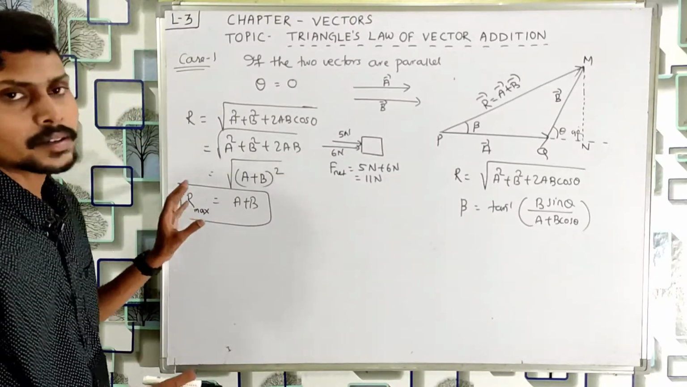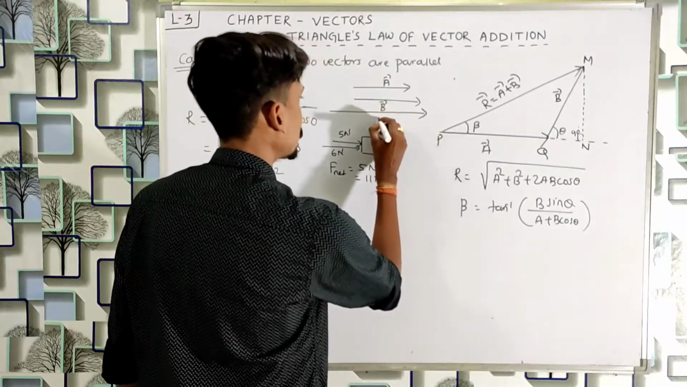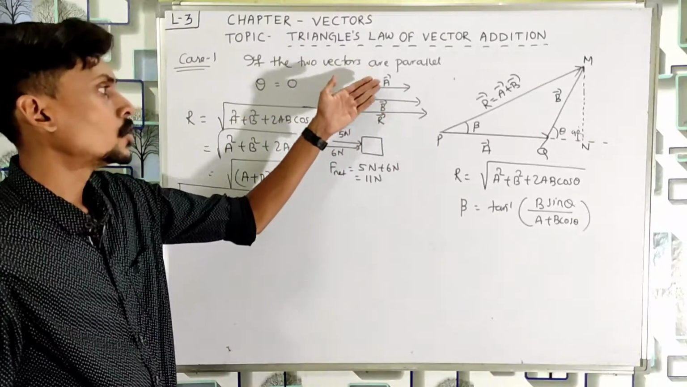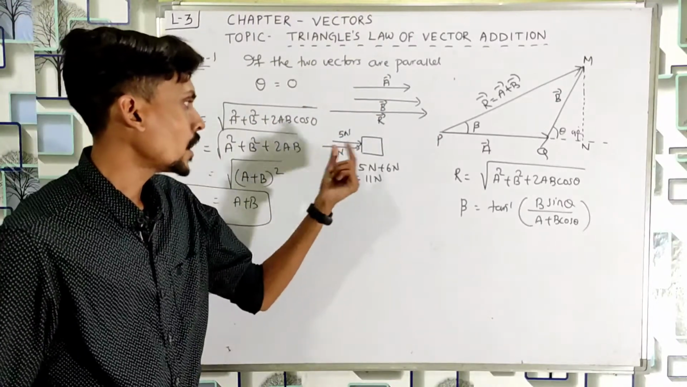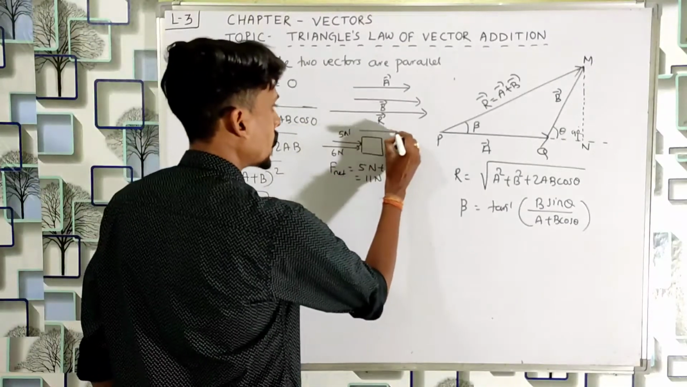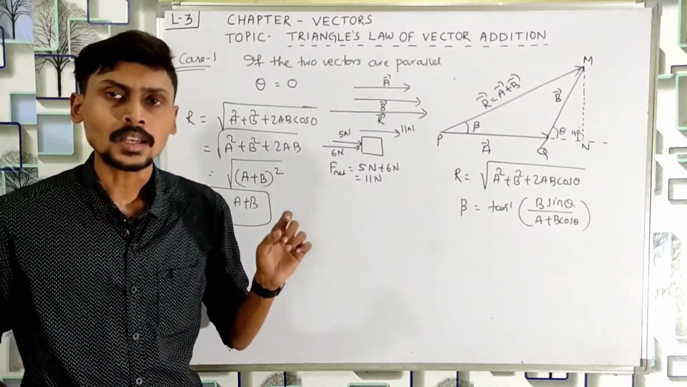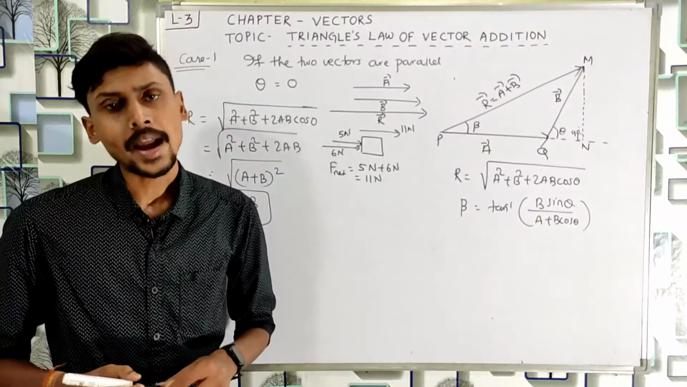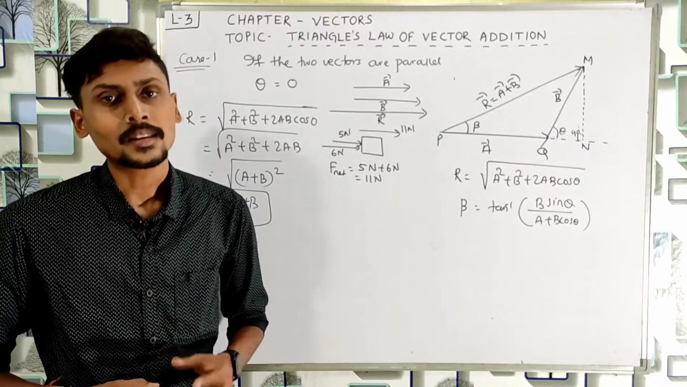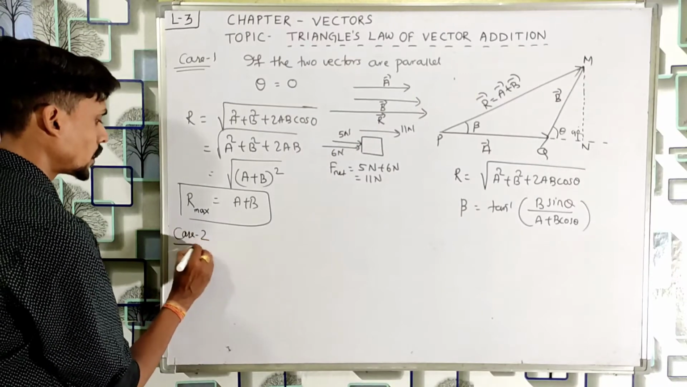And the resultant vector will also be in the same direction as the two vectors. If you apply the two forces 5 Newton and 6 Newton on this body, then the resultant force will be 11 Newton towards right. Is that clear? So this is the first case. Remember that if A and B are two vectors, then they will give maximum resultant when they are parallel to each other.